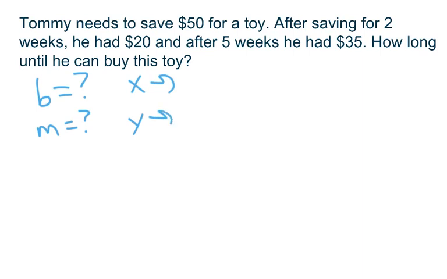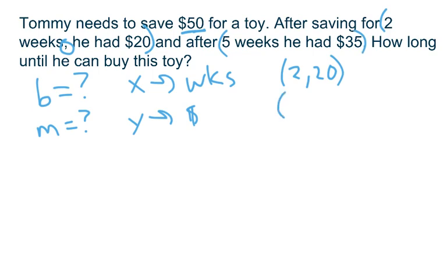So X, again, is usually time. So this is going to be weeks. We already know it from the previous problem. And Y is going to be money. And so when we look at this 50, not useful right now. But this 2 and 20 is. And notice there's already a comma right there. It's like the word problem gave us the point, 2, 20. And then 5, 35. Just make sure that the units match up. 2 weeks, 5 weeks. Both in the X. Dollars are in the Y.